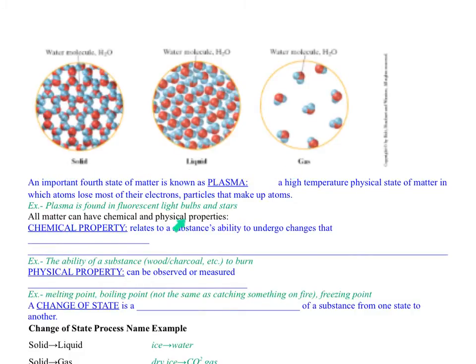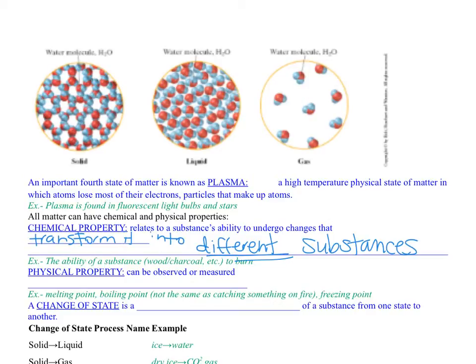So all matter can have chemical and physical properties. A chemical property relates to a substance's ability to undergo changes that transform it into different substances, totally different. So when a chemical reaction happens, for example, between baking soda and vinegar, the substances after the chemical change are no longer baking soda and vinegar. They're sodium acetate and carbon dioxide gas. And so whereas vinegar is safe to eat, you really wouldn't want to eat sodium acetate. They're different.